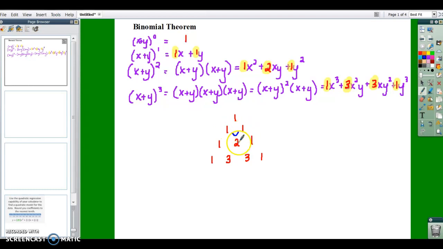So if I add 1 and 1, I get that 2. If I add 1 and 2, I get 3. If I add 2 and 1, I get 3. Right, so I could write out my next line of coefficients. So I would have 1, 4, because 1 and 3 is 4. 3 and 3 is 6, 3 and 1 is 4, and then I would have 1. And I can keep going. 1 and 4 is 5, 4 and 6 is 10, 6 and 4 is 10, 4 and 1 is 5, and then 1 on the end. That's called Pascal's triangle.